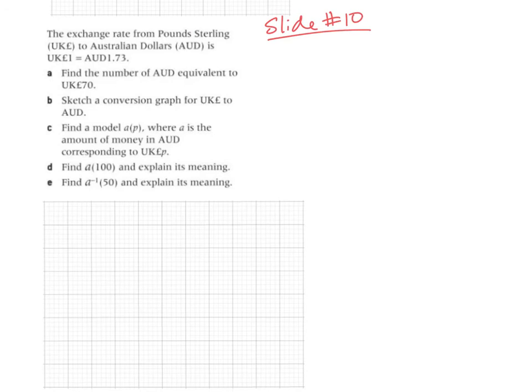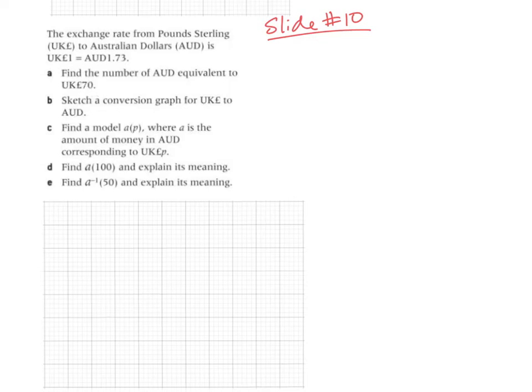Okay, slide 10 says the exchange rate from pounds sterling, which is the symbol that the book uses. I'm going to use GBP for Great Britain pounds, to Australian dollars, AUD, is that 1 British pound is equal to 1.73 Australian dollars. Okay, so letter A says find the number of Australian dollars equivalent to 70 British pounds.